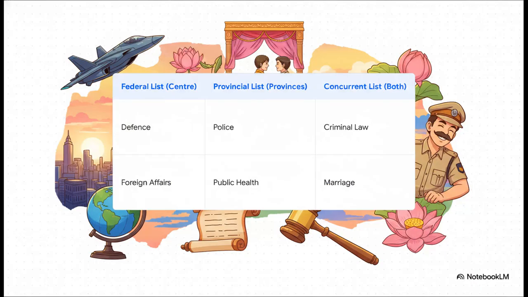And this right here is a huge deal. A core feature of the 1935 Act was this clear division of powers. It created 3 separate lists: a federal list for the center, a provincial list for the provinces, and a concurrent list for stuff they could both work on. If that sounds familiar, it should. This exact 3-list structure was lifted almost directly into the Constitution of India.